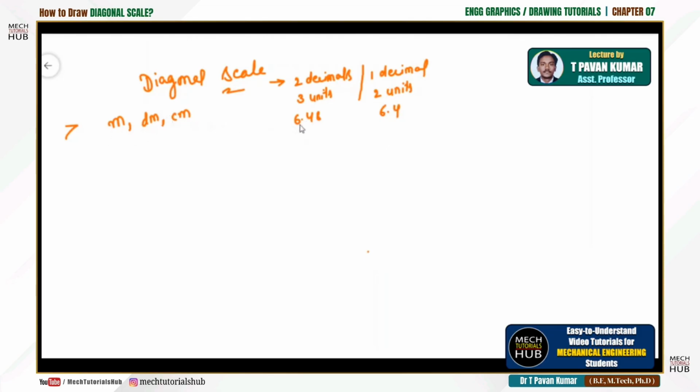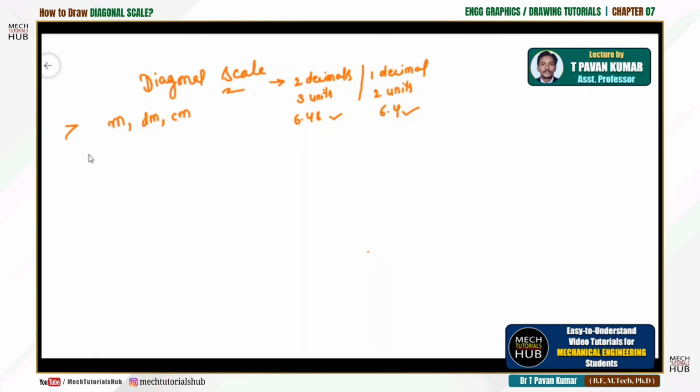6.48 can be read in case of diagonal scale, while in a plane scale only up to 6.4 can be read. So if I say 6.48 meters, that is 6 meters, 4 decimeters and 8 centimeters. That can be read by using a diagonal scale. Let me take a simple problem just to make you understand how exactly we construct it.